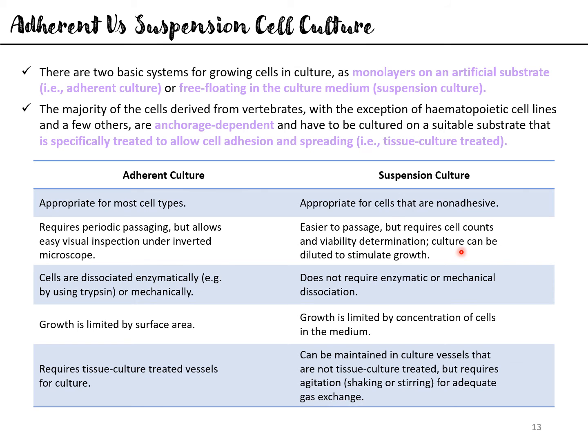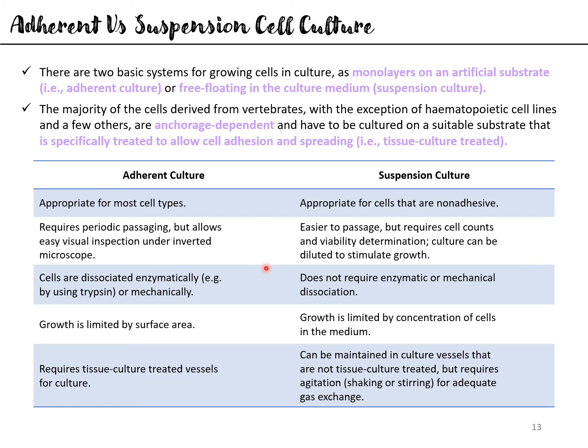And if you want to visualize your cells, you can't just directly take the cell culture flask and put it under the microscope and see it because you don't really have a single layer of cells. So in this situation, you always have to use a hemocytometer for visualizing your cells. Culture can be diluted to stimulate growth because when you dilute it, you supplement it with fresh nutrients and this can stimulate growth.